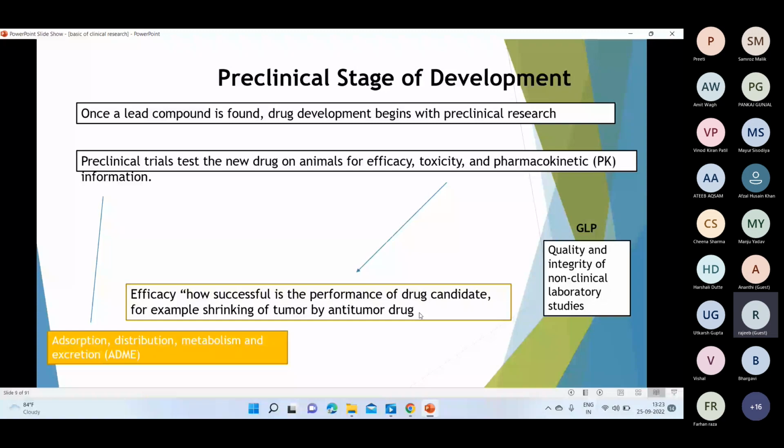So the key takeaway is we will check the lead molecule in animal models for efficacy, for toxicity, and for PK parameters. Okay. Now the preclinical stage of development follows certain guidelines. They follow GLP, good laboratory practice guidelines, and the quality and integrity of non-clinical laboratory studies are monitored by GLP guidelines.